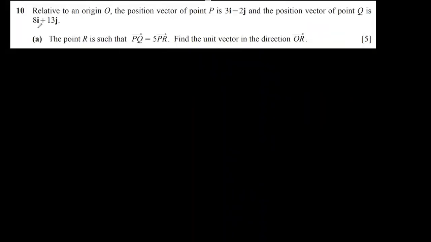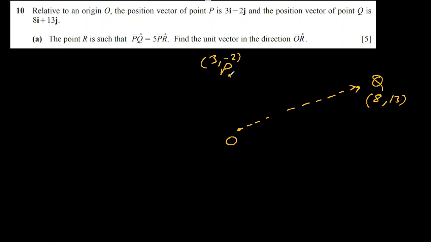Question 10. Relative to origin, let's say this is the origin, the position vector of P is 3i minus 2j. That means the coordinates of the point P are 3 and minus 2. This is P. And the position vector of Q is 8 and 13. These are the position vectors I'm drawing now. This is OQ, the position vector of Q, and OP is the position vector of P.